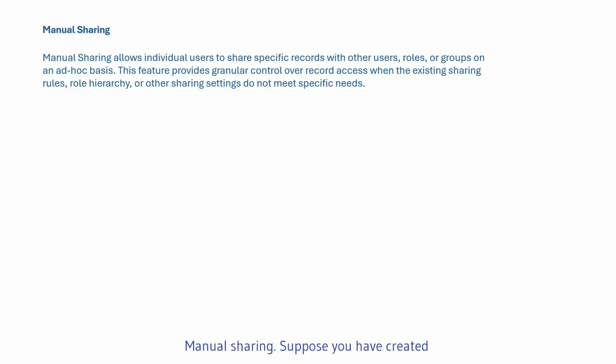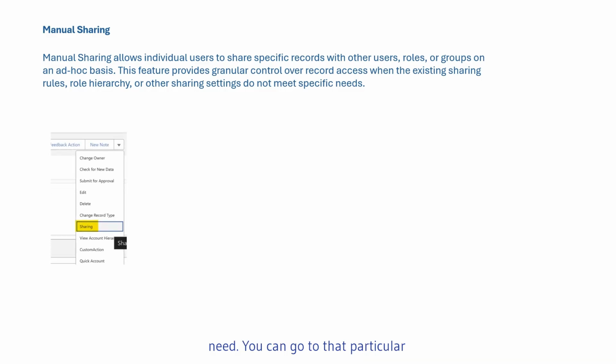Manual sharing. Suppose you have set up the OWD, role hierarchy and sharing rules as well, but there is some ad hoc scenario where you need further record sharing. Manual sharing allows individual users to share a specific record with other users, roles or groups on an ad hoc basis. This feature provides granular control over record access when an existing sharing rule, role hierarchy or other sharing setting does not meet the specific need.